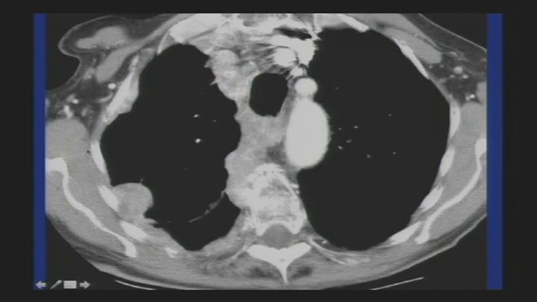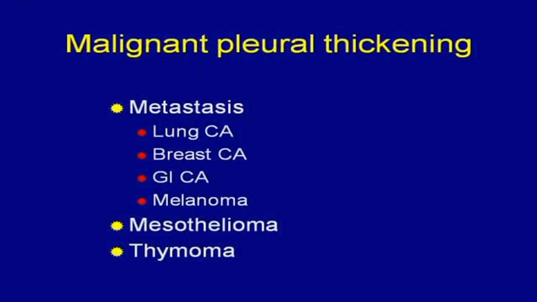What's this going to be most likely? Most likely this is going to be mesothelioma, but metastasis certainly is in the differential. Pathologists used to have a problem differentiating these two, but in reality they don't anymore. So you can usually tell the difference between these two. And then, we talked about thymoma in the context of multiple pleural nodules, but usually it's these smaller nodules, not this nasty concentric circumferential thickening.